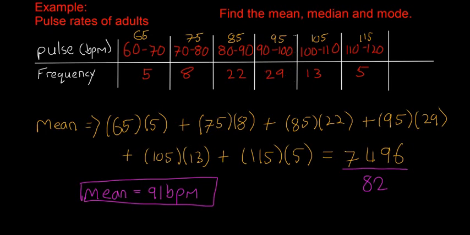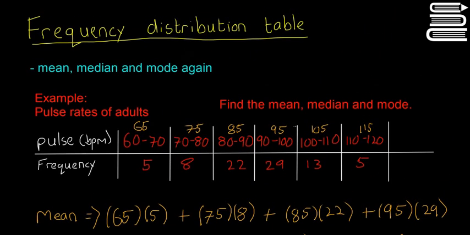So we know that the best average is between 90 and 100 as our best estimate of the average pulse rates. So again, that mean is just an estimate because we're estimating that everyone in this group got 65, everyone in this group got 75, but it's probably our best estimate. So hopefully that makes sense, how to get the mean, the median, and the mode from a frequency distribution table.